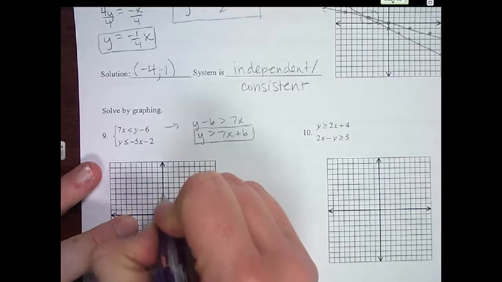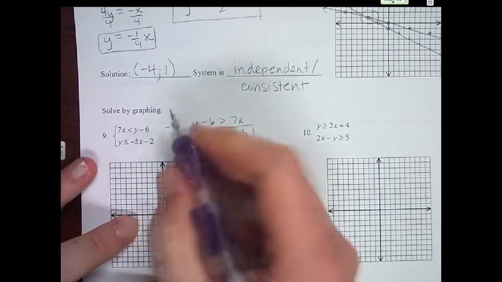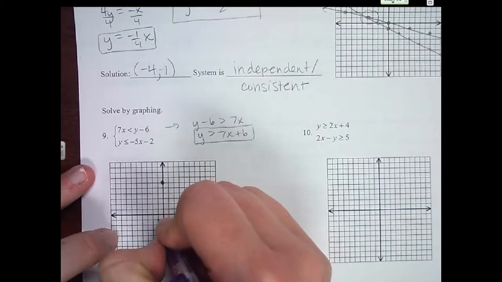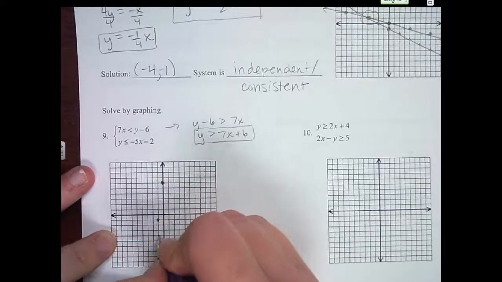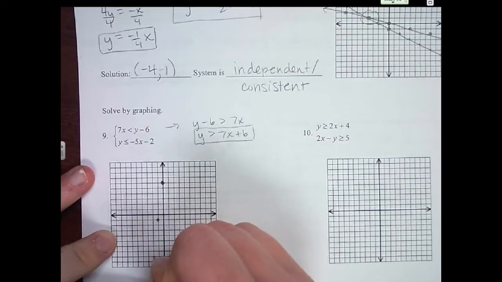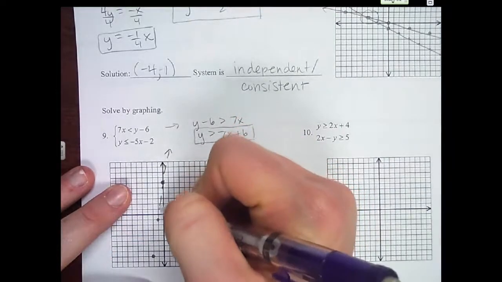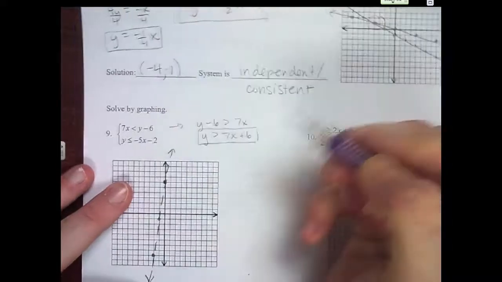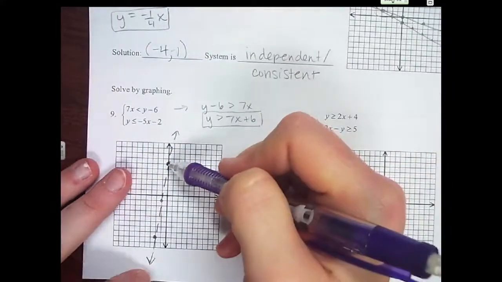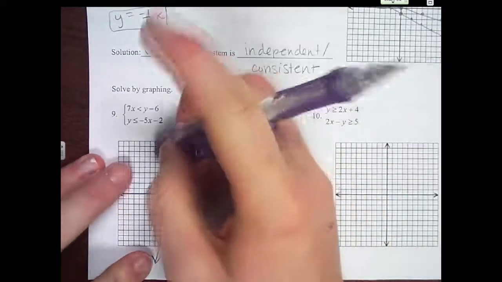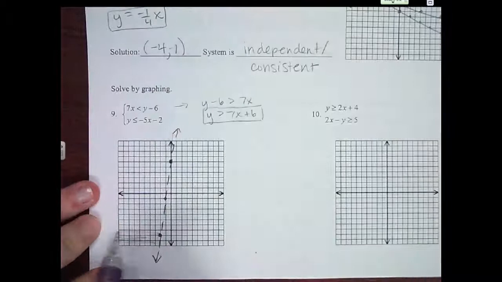1, 2, 3, 4, 5, 6. And I can't go up 7. I'll go down 1, 2, 3, 4, 5, 6, 7 over 1. And it's a dashed line. Okay, it's greater than, so I go to my line and I'm going to jump up. So I shade here. I'll do it this way.